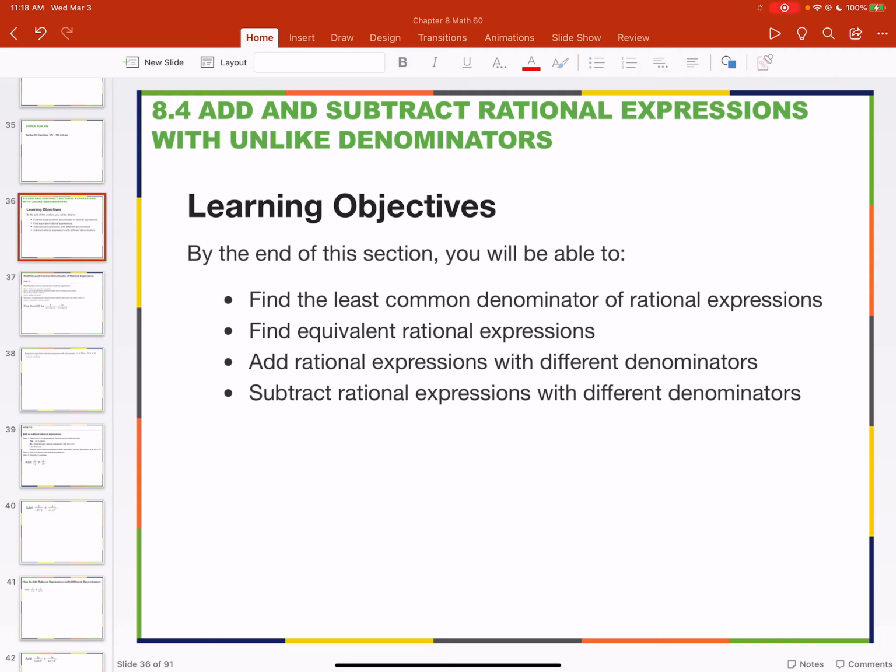Hi everyone, welcome to section 8.4. Sorry this is taking so long in getting to you, but we're close to the end, so let's be excited about that.